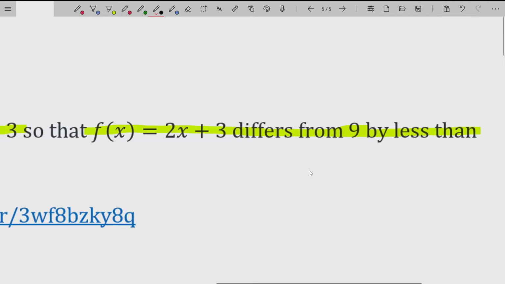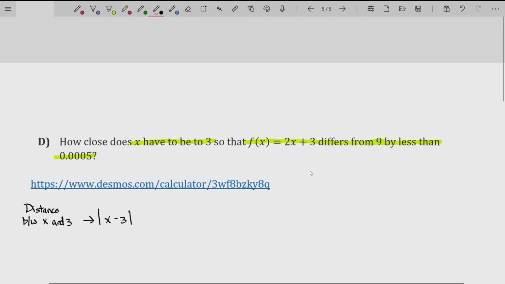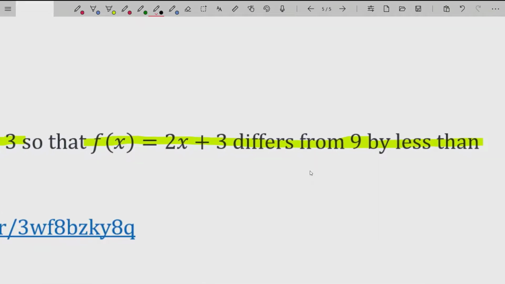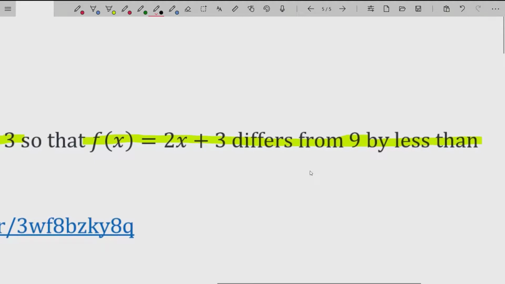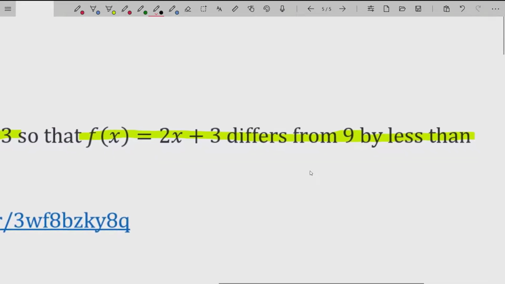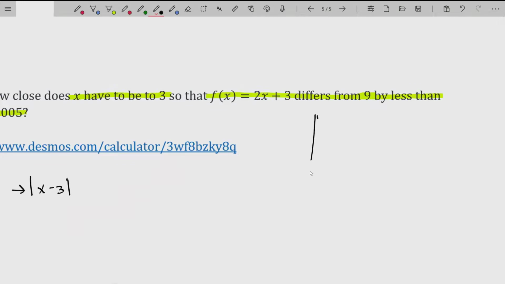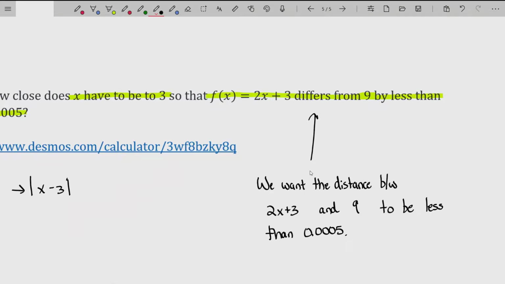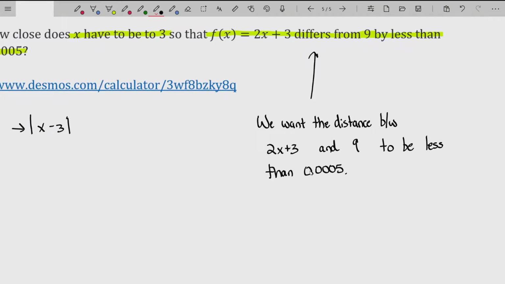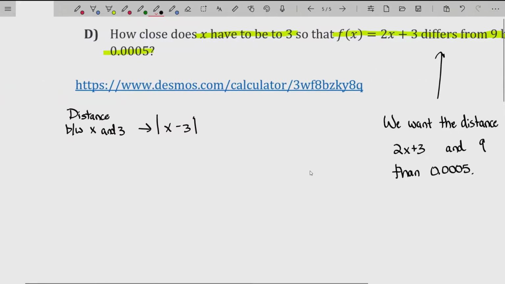And we want 2x plus 3 and 9 to differ by less than 0.005. In other words, we want the distance between 2x plus 3 and 9 to be less than 0.005. So let me go ahead and point an arrow at that and say we want the distance between 2x plus 3 and 9 to be less than 0.005. And of course, we can translate that into mathematics. That's kind of the hardest part of mathematics, I think, for students, is translating language into mathematics. But at this point, you just got to kind of get used to it.